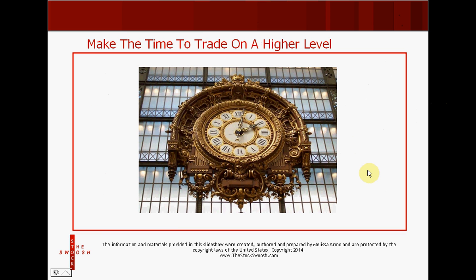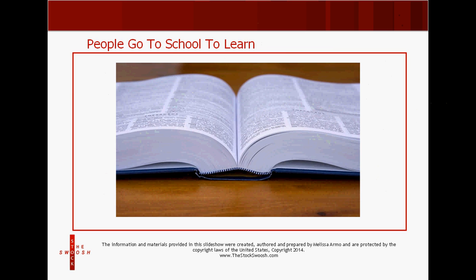So you've got to make time to trade in a higher level to understand these things. Otherwise, you might have thought the market was lower. And if you're in a position in any stock really in the market on that day, you might have gotten hurt. You might have thought that the market was falling off a planet or something on that day. But the fact is it wasn't.